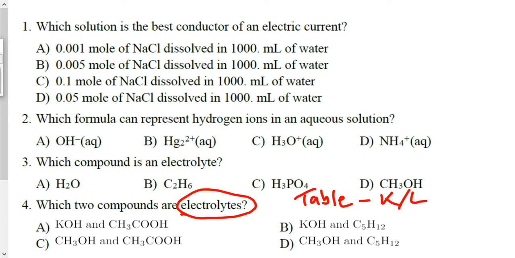So if you went through the options, most probably in option A, you will find KOH, which is potassium hydroxide. You can find it in reference table L. And then you can also find CH3COOH in reference table K, which is acetic acid or ethanoic acid. So option A has an acid and a base. And we should know that ionic substances, acids, and bases are all electrolytes. And therefore, option A for question number 4 is our best possible answer.